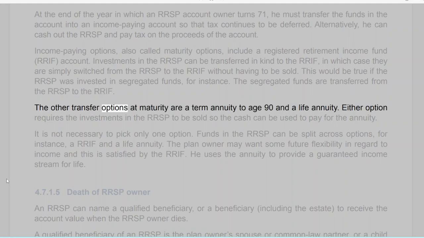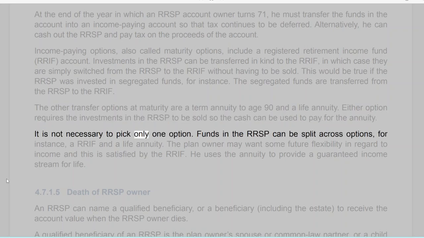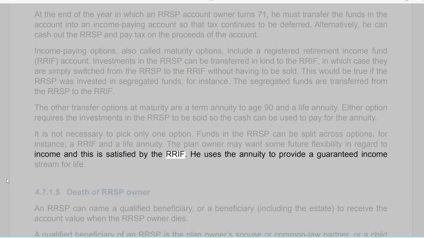The other transfer options at maturity are a term annuity to age 90 and a life annuity. Either option requires the investments in the RRSP to be sold so the cash can be used to pay for the annuity. It is not necessary to pick only one option. Funds in the RRSP can be split across options, for instance, a RRIF and a life annuity. The plan owner may want some future flexibility in regard to income, and this is satisfied by the RRIF. He uses the annuity to provide a guaranteed income stream for life.